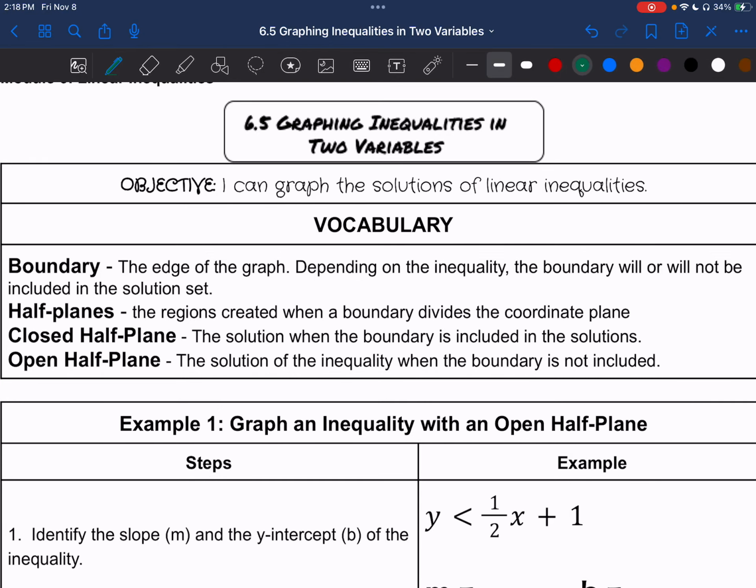Hello, and welcome to Module 6.5, Graphing Inequalities into Variables. Our objective is that I can graph the solution of linear inequalities.